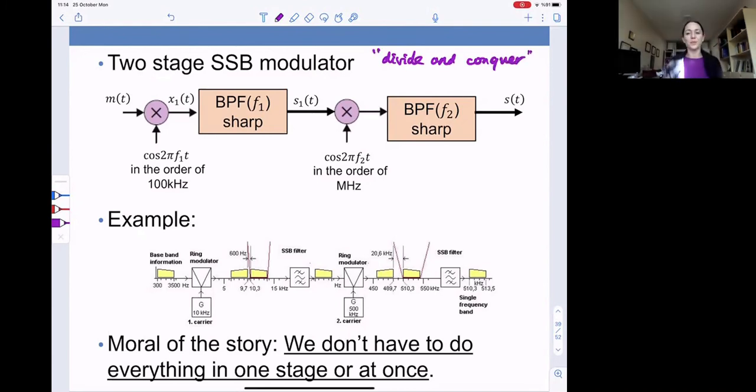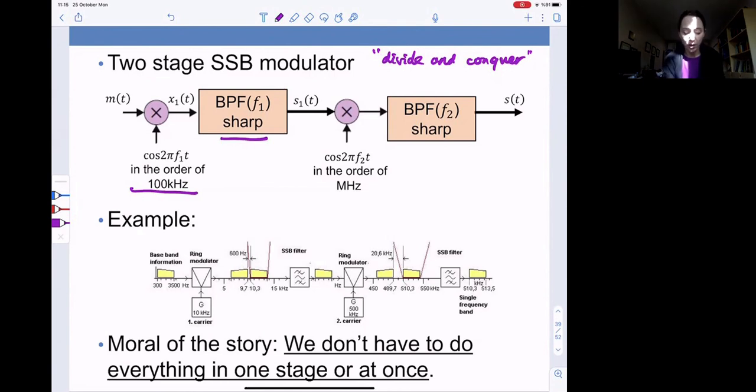When you have a big problem, split it out into multiple stages and solve each small problem one by one. So here, the way we divided this problem into stages is first do SSB modulation at a lower carrier frequency, and then at the lower carrier frequency, it's easier to generate. It's easier to design a sharp filter.